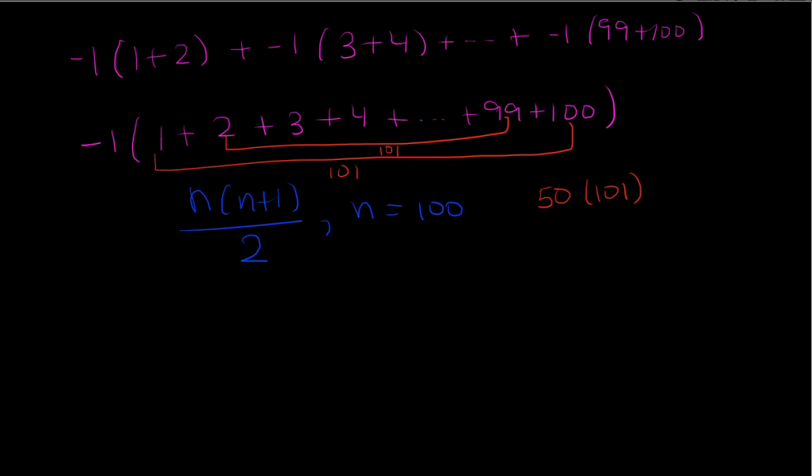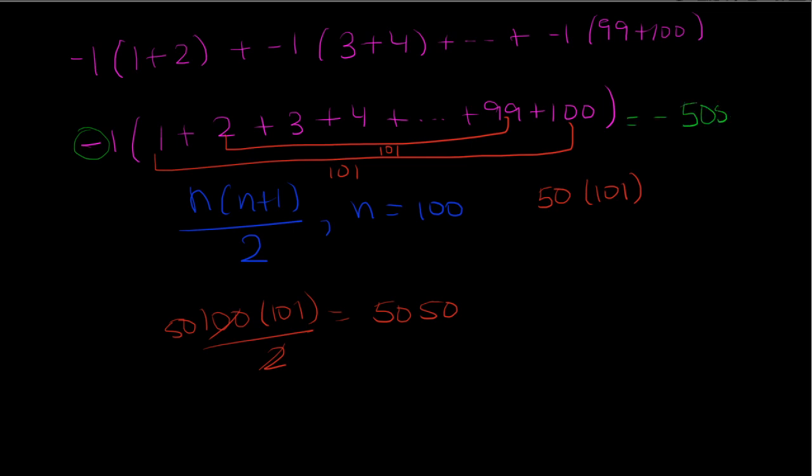So that's going to be the same thing when I plug 100 into the formula, because 100 over 2 cancels into 50. So that's 50 times 101, which is 5,050. The last thing I need to include is the negative. So this will equal -5,050.